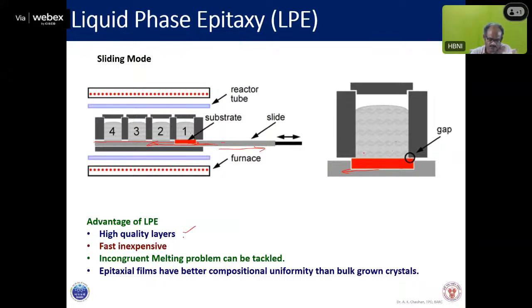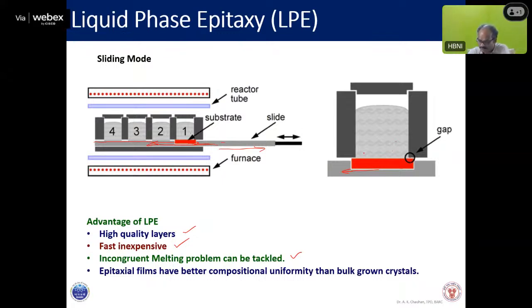It provides high quality layers, it is fast, it is inexpensive, and the incongruent melting problem can be tackled because you are not actually melting the material, but providing a solution. So you only need to find a proper solvent, and epitaxial films have better compositional uniformity as compared to the bulk grown crystal.